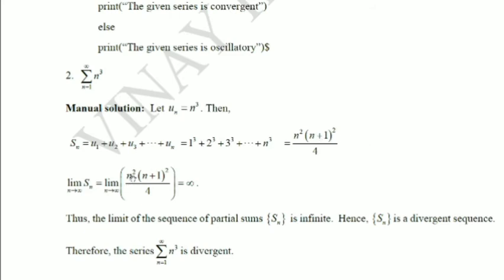Now we can straight away apply the limit. There is nothing in the denominator to cancel this n and make it 1 by n so that it becomes 0. So straight away apply the limit. Infinity into anything is infinity. When the limit of the nth partial sum sequence is infinity, then that sequence is infinite. Hence the given series is divergent. So this series is divergent.